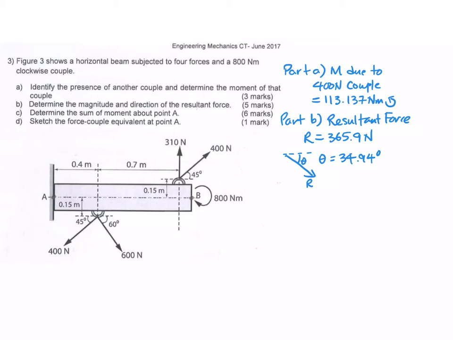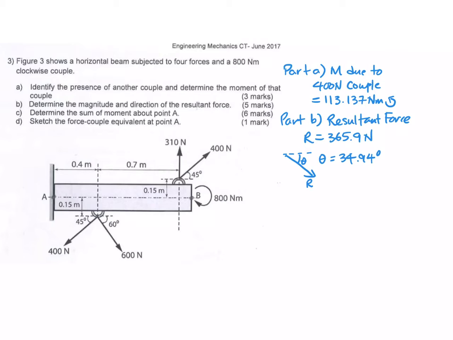In part A, we calculated the moment due to the 400 Newton couple as 113.137 Newton meter anti-clockwise. And in part B, we calculated the resultant force at 365.9 Newton at an angle of 34.94 degrees in the fourth quadrant. Now in part C, we want to determine the sum of moment about point A.